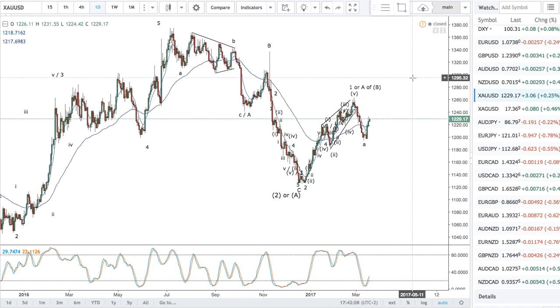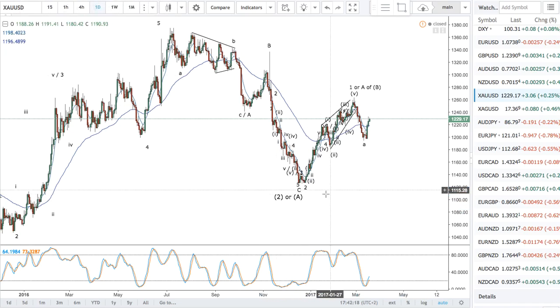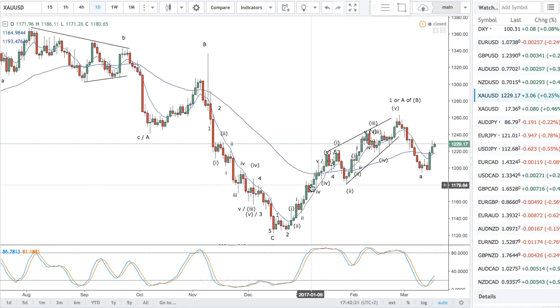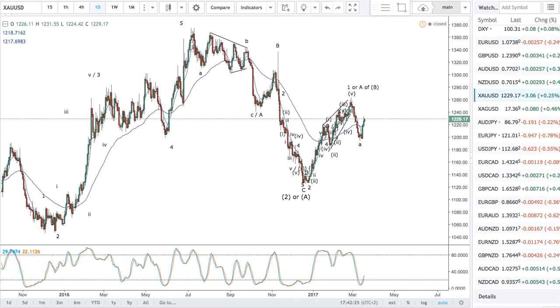And then the question, if it does continue up like that, the question will be whether that's B overall or the start of wave three. And if that's bearish, the two will move over here. So let me just go over that for clarity.